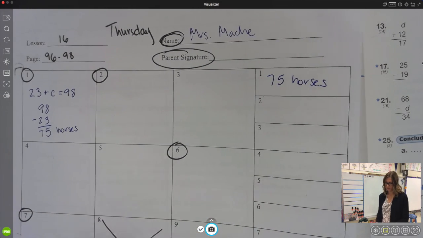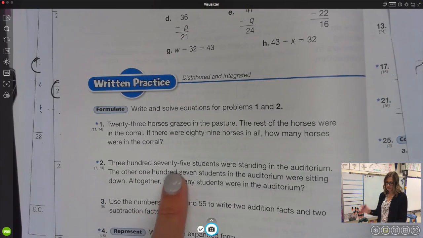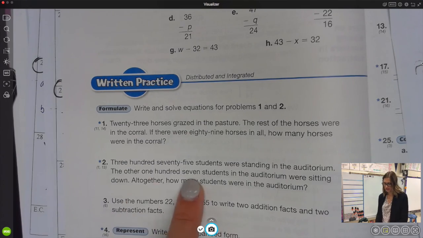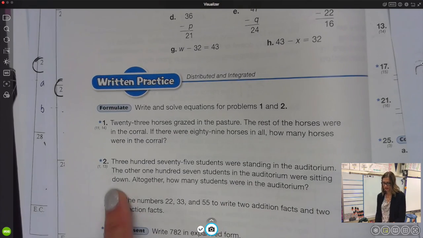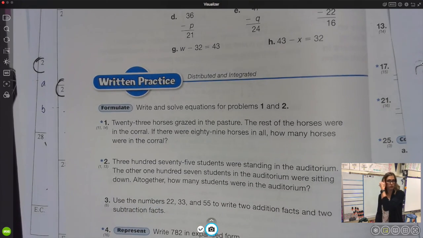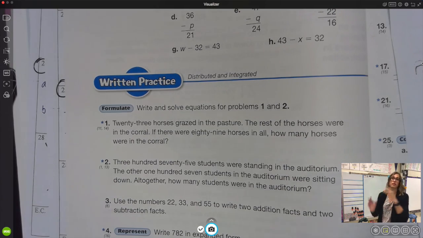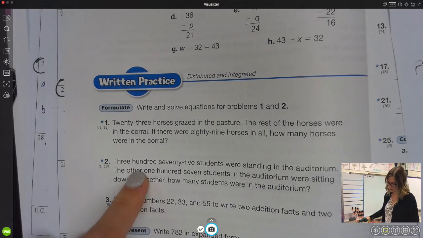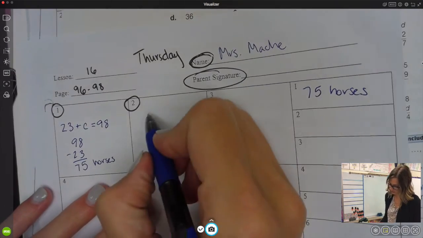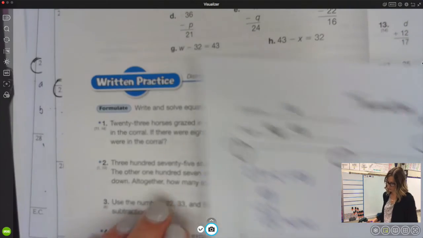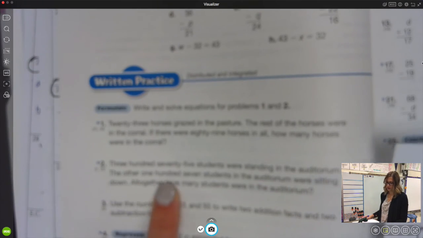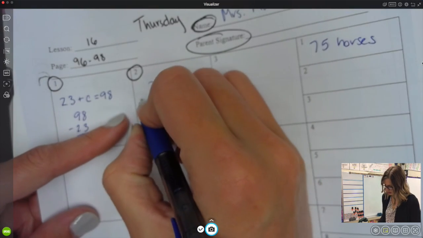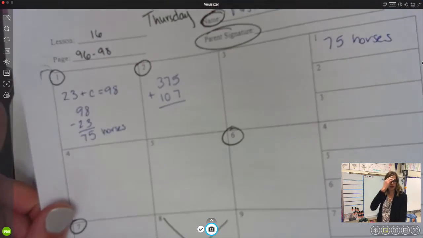Number 2. 375 students were standing in the auditorium. The other 107 students in the auditorium were sitting down. Altogether, how many students were in the auditorium? I'm trying to find the total, so that means I just have to add my two pieces together. So, my first piece is 375 standing. 107 were sitting. So I've got to add them together to get my total.